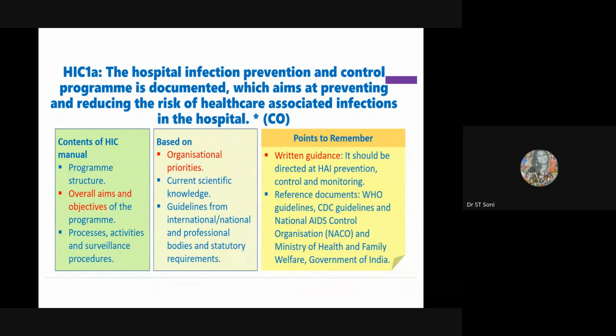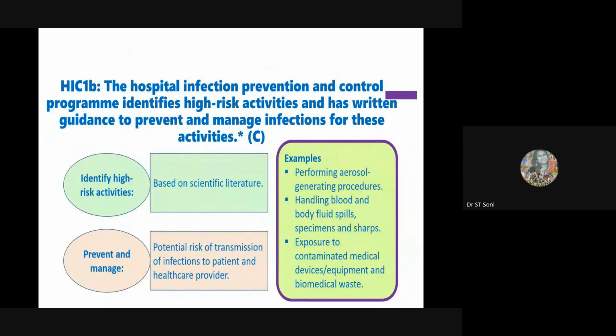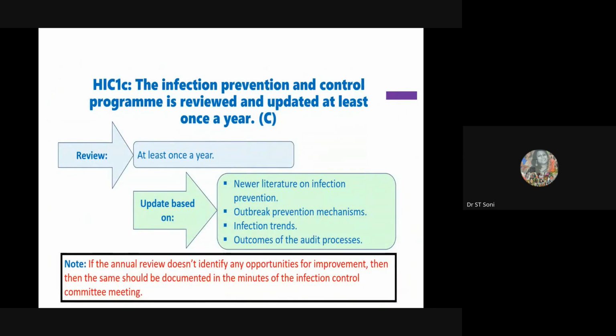So we need to have a written infection prevention and control program, which needs to be updated at least on a yearly basis. We also need to lay down our high risk activities and define our high risk areas, where we know there is more risk of transmission of infection. So aerosol generating procedures like intubation of the patient, handling body fluids, spills, decontaminated medical devices, biomedical waste. These are all very high risk activities. These need to be reviewed once a year based on new literature, infection trends and outcomes of the audits.